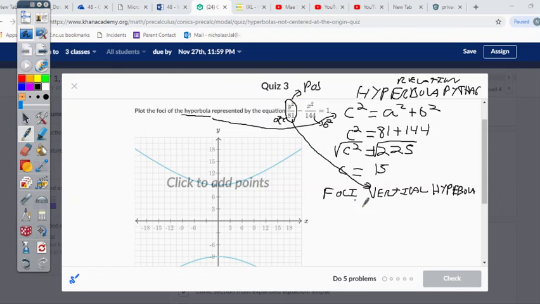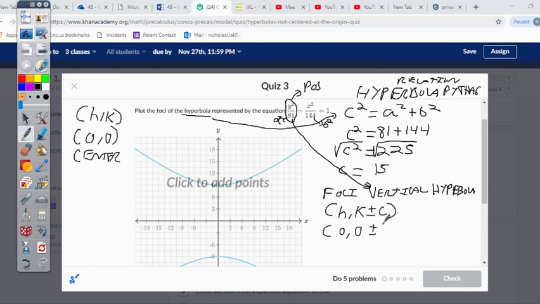So our foci, it's going to be h, comma, k, plus or minus c. And here, just looking at the center, hk, it's 0, 0. That's our center. So our foci are going to be 0, comma 0, plus or minus 15. So our foci are going to have two values, 0, negative 15, and 0, positive 15.